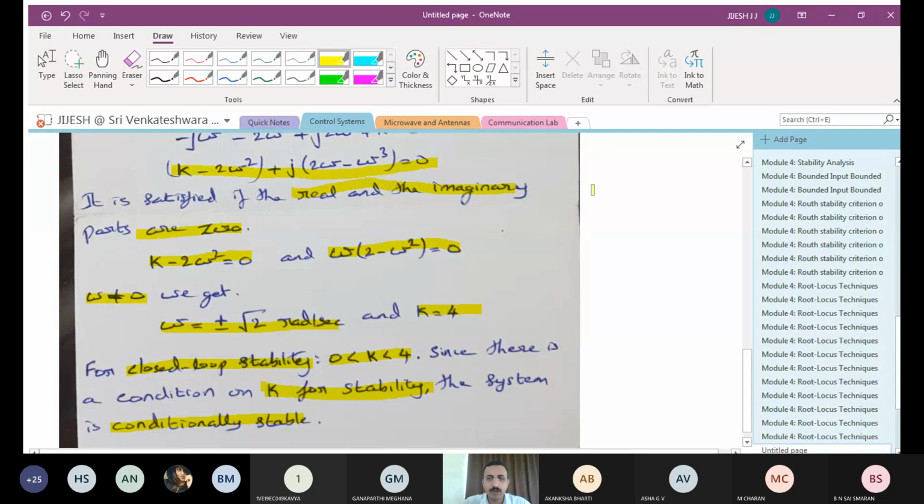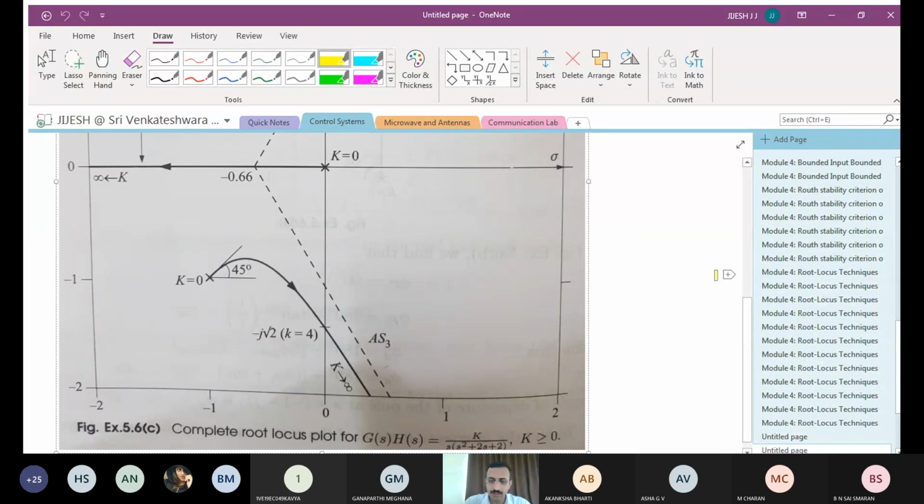Almost 50% of the plot we have done by drawing the poles, asymptotes, centroid, and all those things. Continuing from that, you can add the omega plus or minus root 2 as well as the angle of departure to that figure, and you can make sure that your root locus goes parallel to the asymptotes. So you can just try that. The figure will look like this.